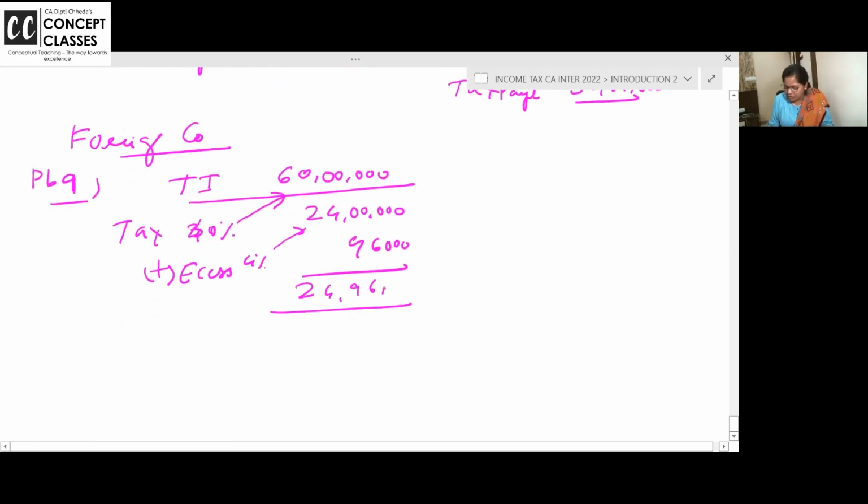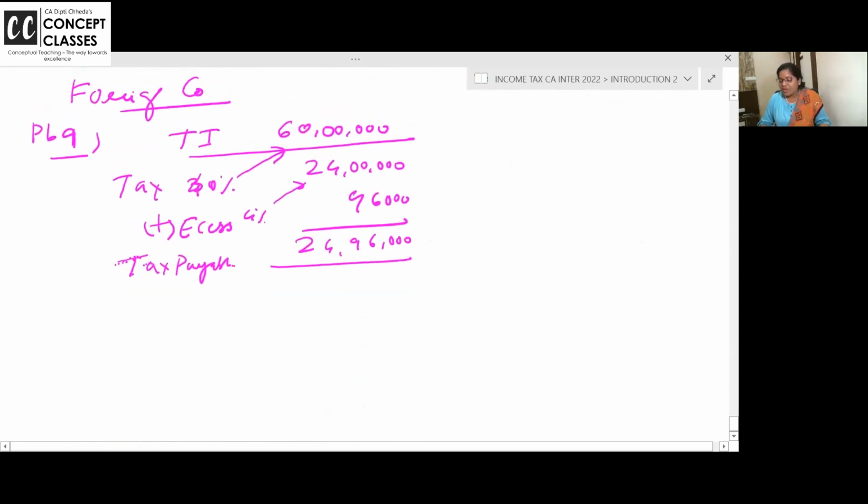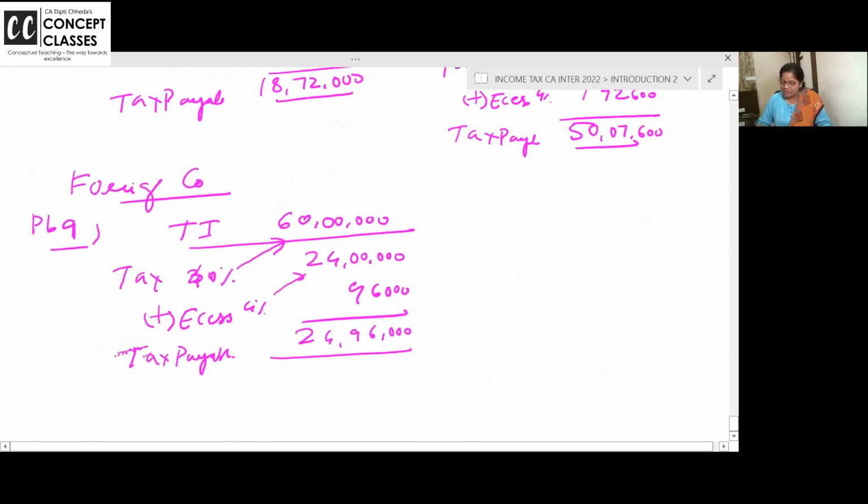Speed zyada to nahi hai. Are you all able to do it with me? 24,96,000. Yes. Same 60 lakhs, Indian company should pay 18,72,000. Foreign company is having 40% tax, so they should pay like this.